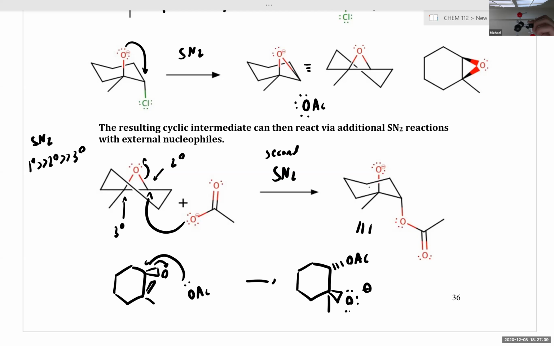Does this idea make sense to everyone? Does everyone notice how the presence of an internal nucleophile leads to this so-called double inversion? Does that idea make sense?